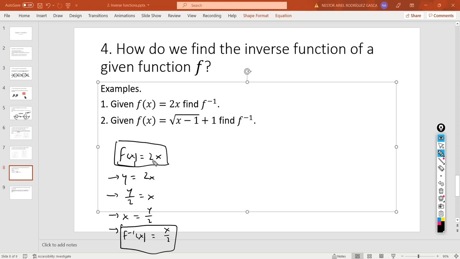If f is a function that multiplies by 2, f inverse should be the function that divides its input over 2, and therefore we can readily and clearly see that these two are inverse functions. They're doing the opposite, multiplication by 2, division by 2, and the same for the rest. I'm not gonna waste time on this.